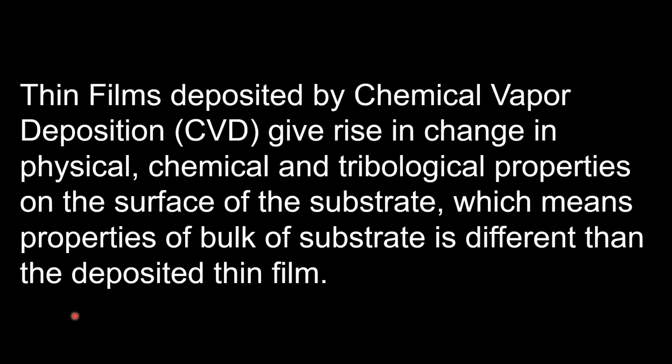So in that case, you cannot achieve a high quality, textured, well oriented thin film with desired physical, chemical, or tribological properties. So in order to get the desired physical, chemical, and tribological properties, you need to deposit a thin film on the surface of the bulk material, or on the surface of the substrate, with closer lattice matching. Okay, if the lattice mismatch is higher, then you cannot achieve the desired physical, chemical, and tribological properties.